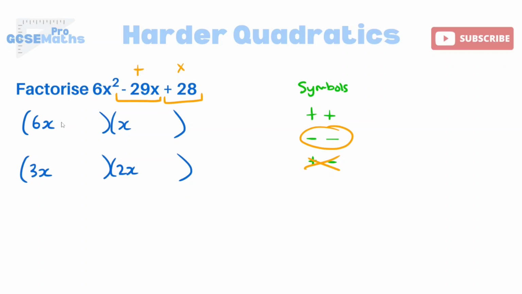Okay, luckily it's both negative, so I can just write them in immediately. That won't make any difference. And finally, we're going to look at factors of 28.